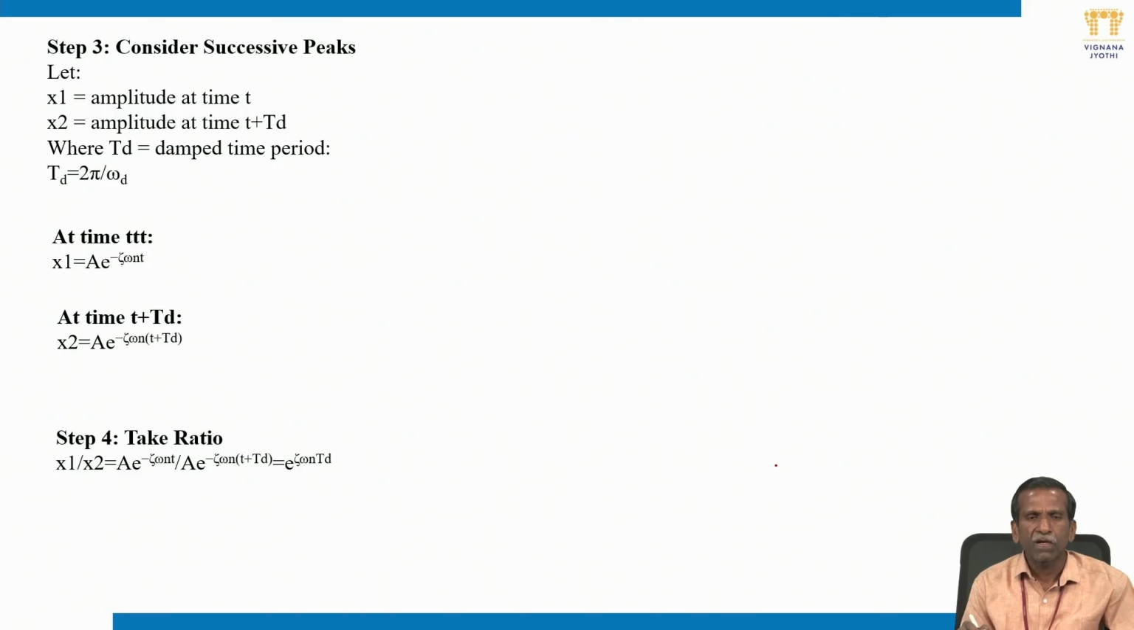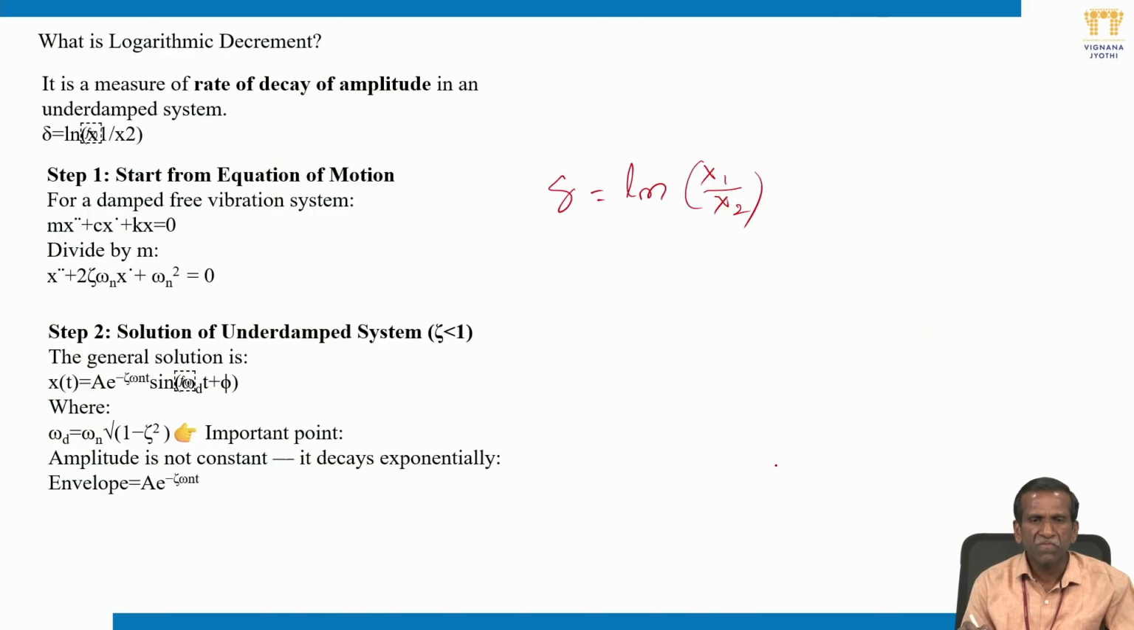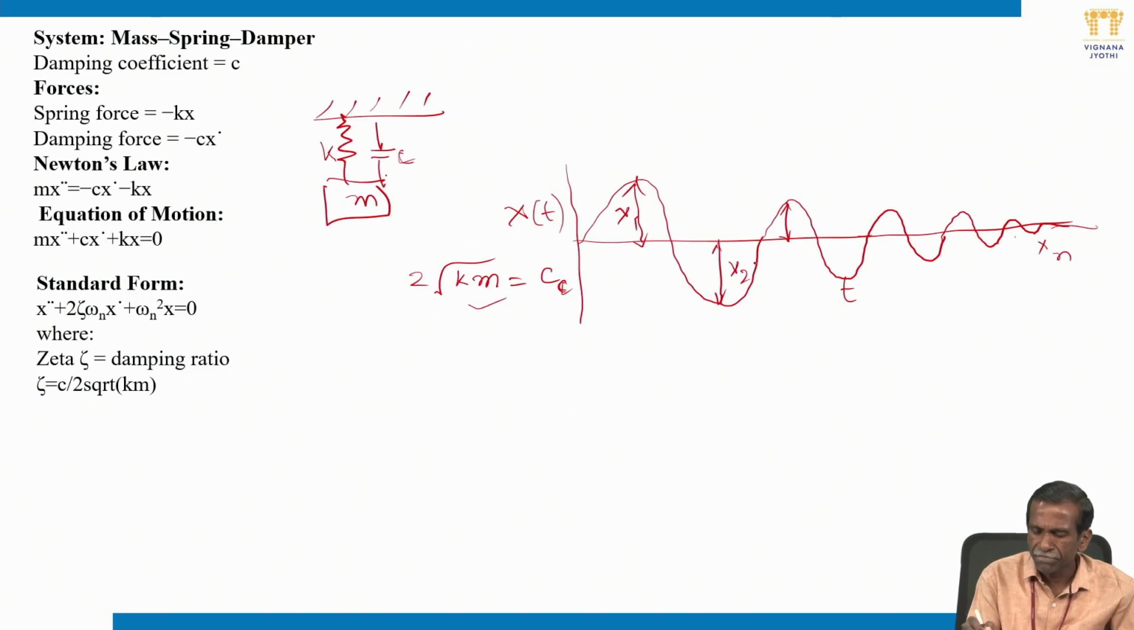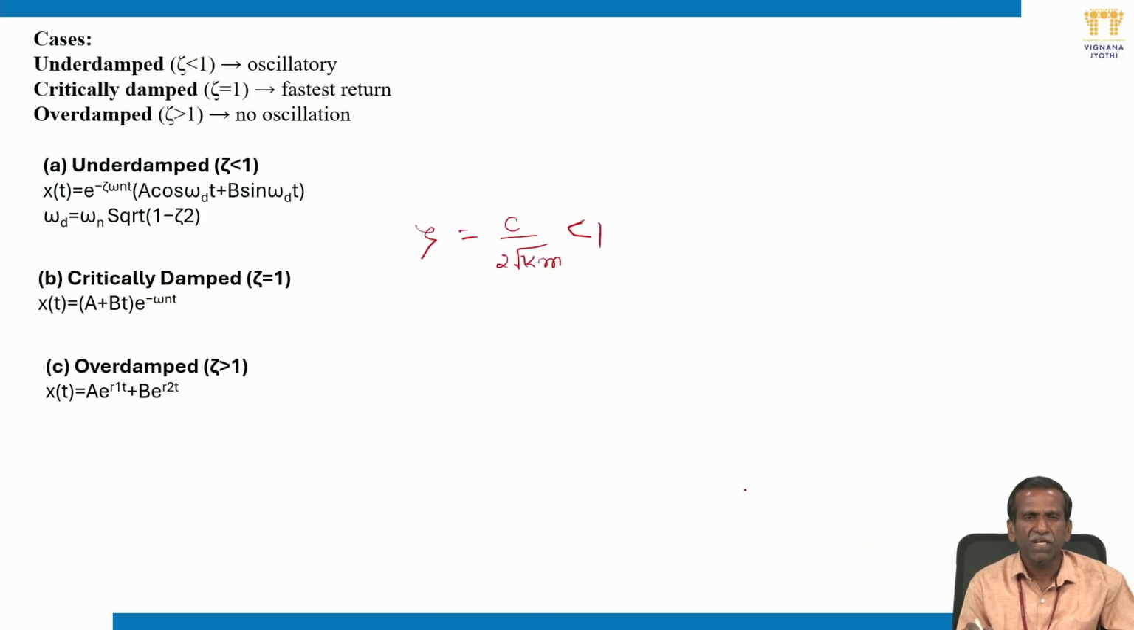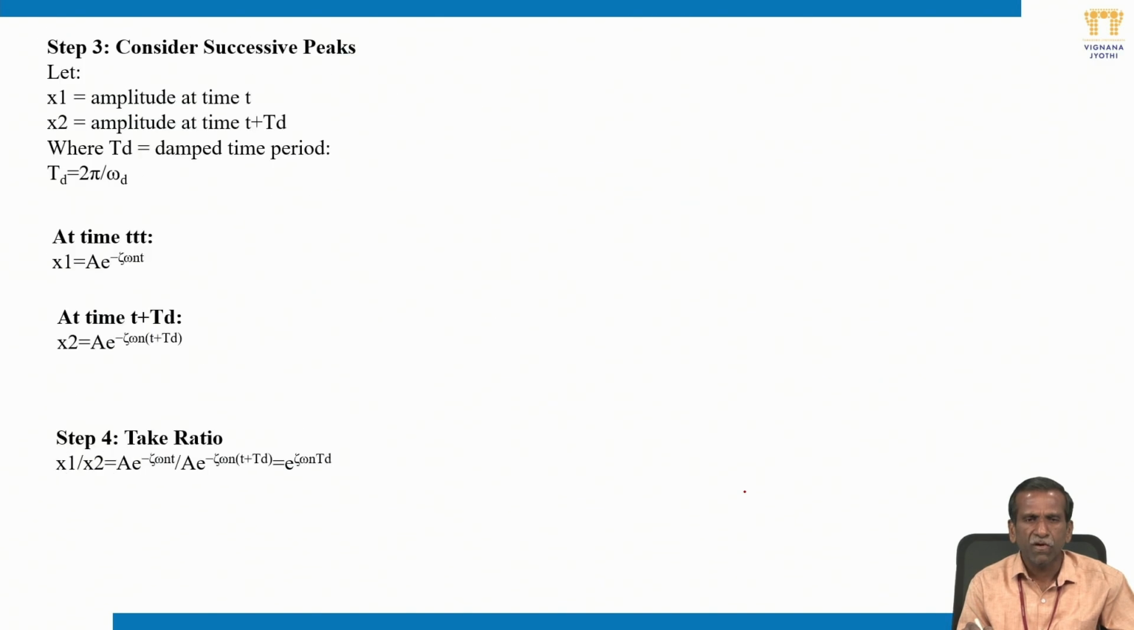Then the second one is at t plus td. Td, because it is damped, we are writing td. This is the time period, how much it is taking. As per this equation, this is t, and then t plus td is the additional time. Till this period the maximum amplitude is x2, and that maximum amplitude we can write using this relation. I think you are able to understand.